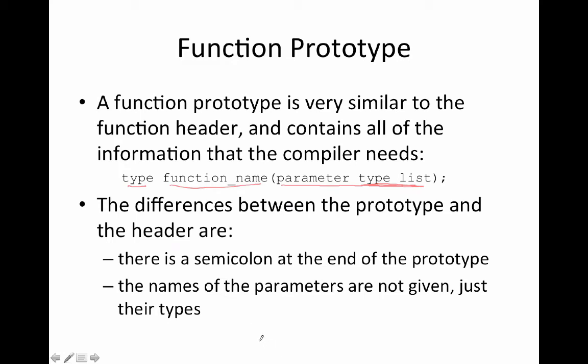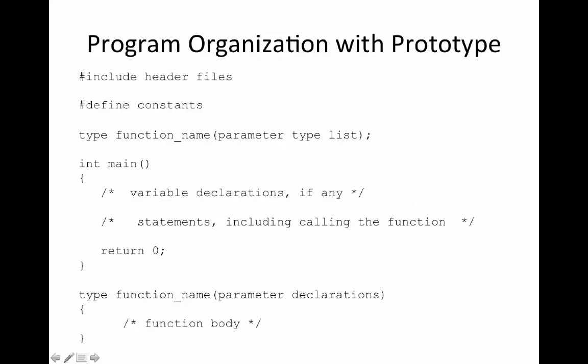So the differences between the prototype and the header are that there is a semicolon at the end of a function prototype, not at the end of a function header. And again, that in parentheses in the function prototype, we just have the types of the parameters, not their names. So we don't have full declarations. So we can use a function prototype to define a function before main.